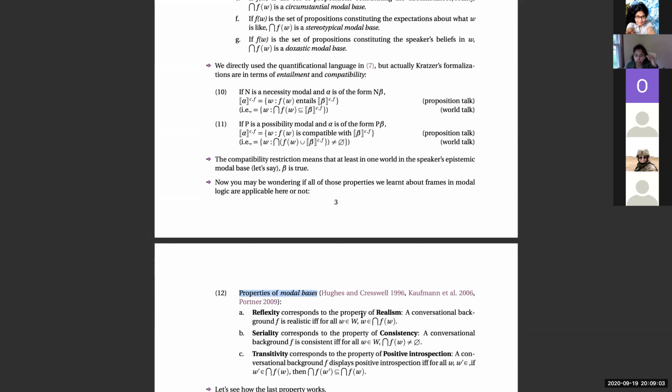Reflexivity corresponds to the property of realism. So a modal base can be realistic or not. What that means is a conversational background, let's say a modal base F, is realistic if and only if for all worlds in the big set of worlds, that world exists in the modal base that is generated out of itself. Right? So your F(w) looks at a set of propositions in W, and then you get the generalized intersection. And then basically the world itself has to be in that modal base.